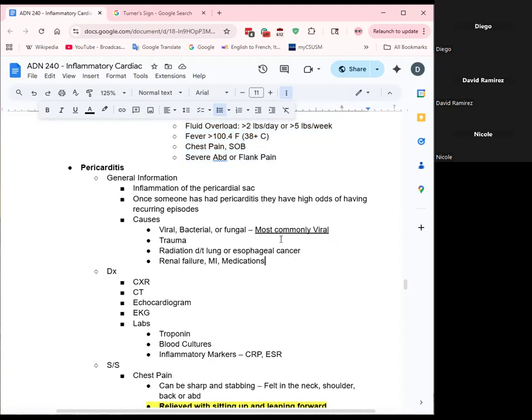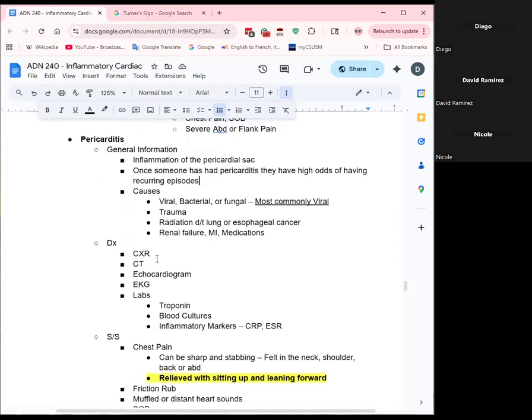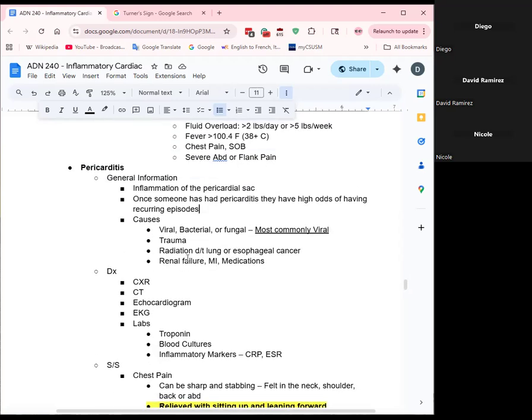Okay. The next one, pericarditis. So this is inflammation of the pericardial sac. That is a membrane that surrounds your heart. It's worth noting that when someone has it, they'll have a high chance of getting it again. Some causes here, but you don't need to memorize any of that stuff. So they're having a buildup of inflammation in their heart.